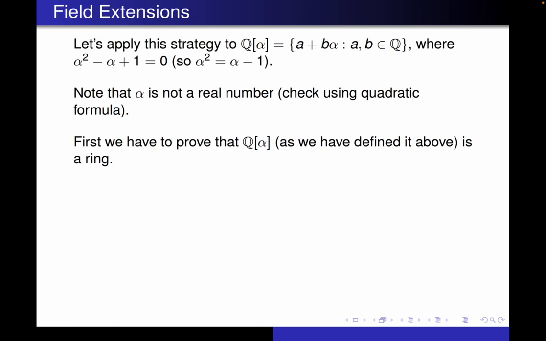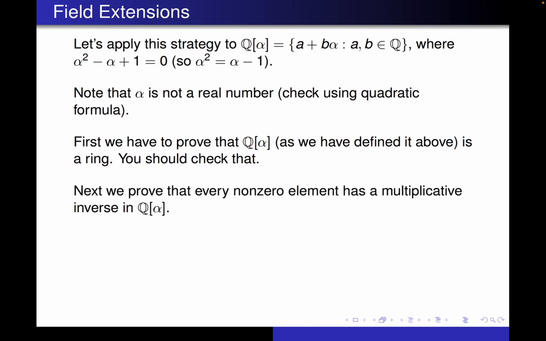So if we want to prove that Q of alpha is a field, which is what our goal is going to be, we would like to first prove that it is a ring. That is not going to be so bad. I'll let you check that. It is a subset of the complex numbers, so you should be able to use the subring test to check it. So we know it's commutative multiplication, so all we have to do now to prove that it's a field is show that every element has a multiplicative inverse.